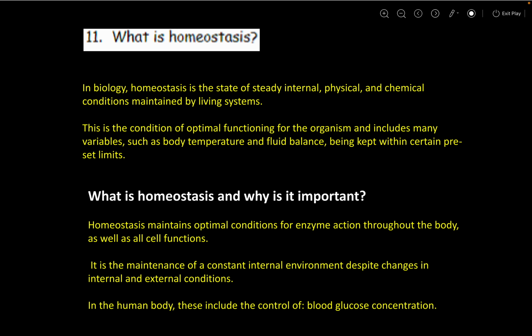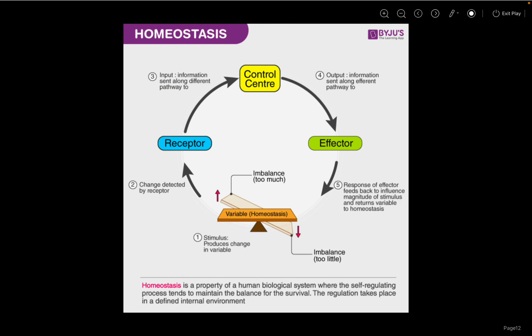And for the next question, why is it important? Homeostasis maintains optimal conditions for enzyme action throughout the body as well as cell functions. However, in the human body, which is us, obviously, this includes the control of blood glucose concentration, or the sugar contained in our blood. Okay.